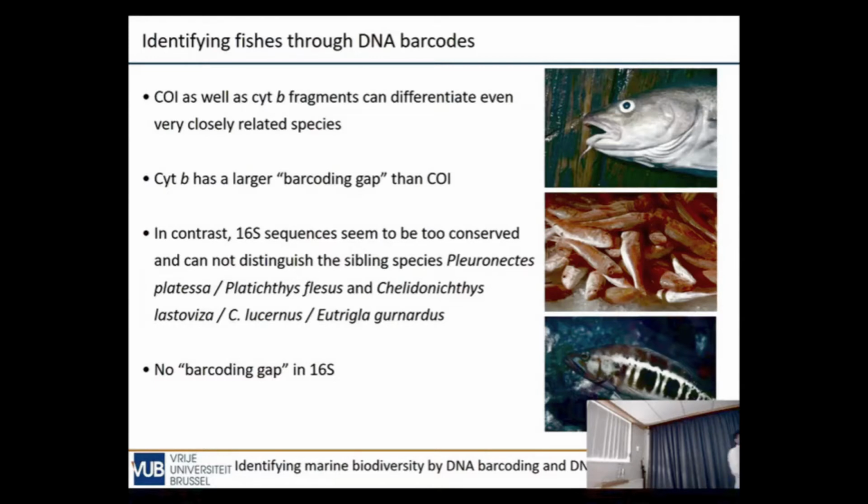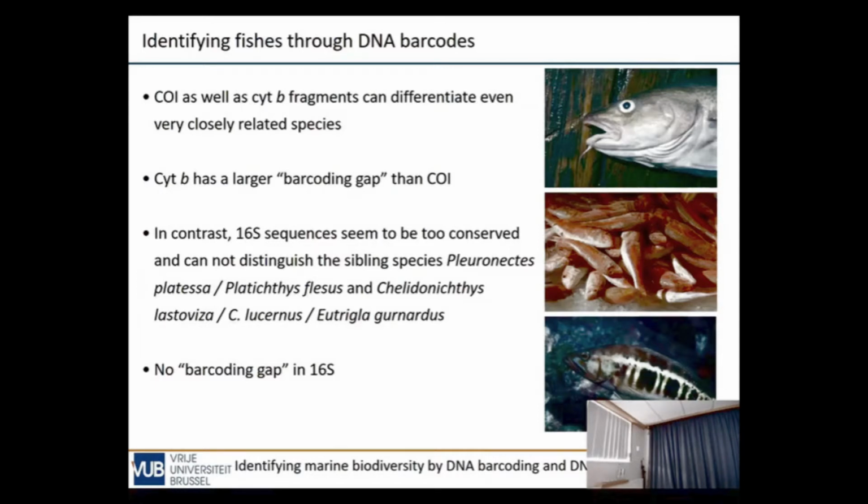So what is that? When you want to identify species, your ideal marker should have no variation within the species, so no intra-specific variation, or at least very, very low. But among different species, different genera, families, and so on, you should have a big variation, a big difference. This is called the barcoding gap, the difference in variation between species and genera. And in cytochrome B, it's even bigger than in CO1. So actually, cytochrome B is a little bit better suited.